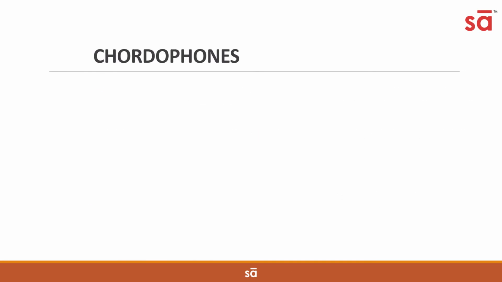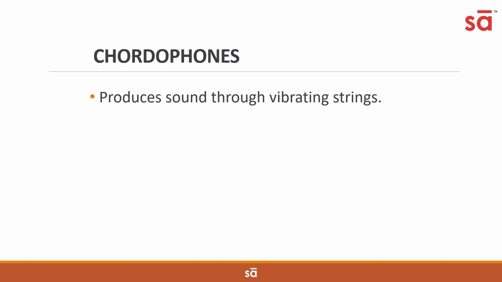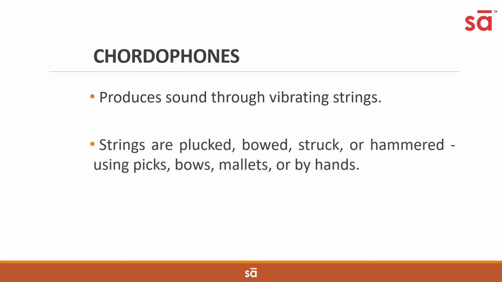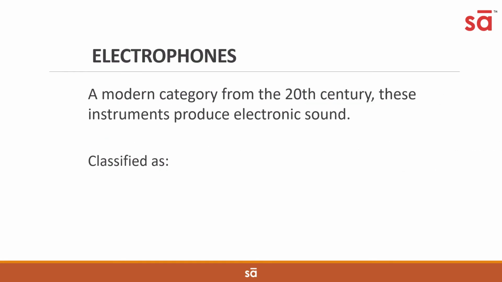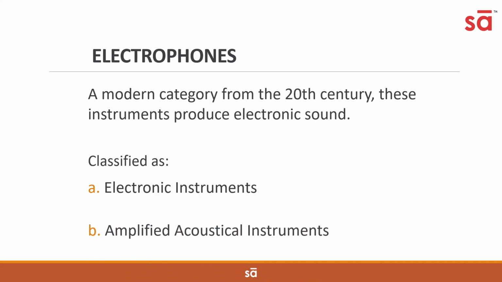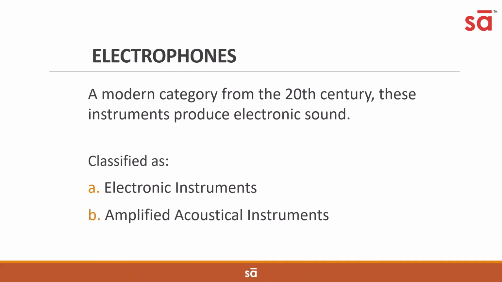Chordophones produce sound via vibrating strings. They are played by plucking, bowing, or striking, using picks, bows, mallets, or even the musician's hand. Electrophones are the newest instrument category. They produce electronic sound and include two subtypes: electronic instruments, like synthesizers, and amplified acoustic instruments, like electric guitars.